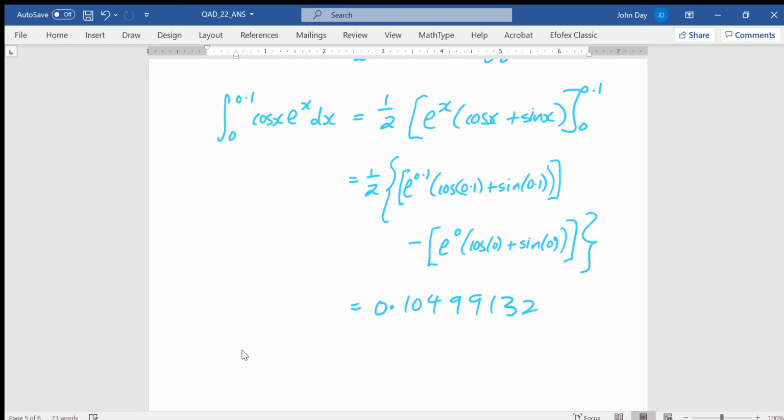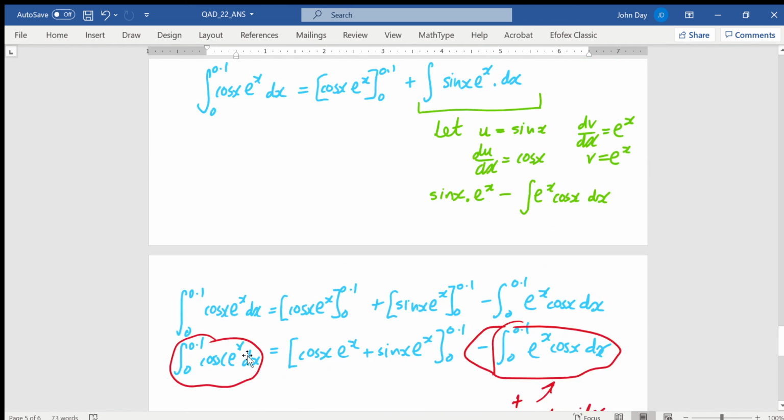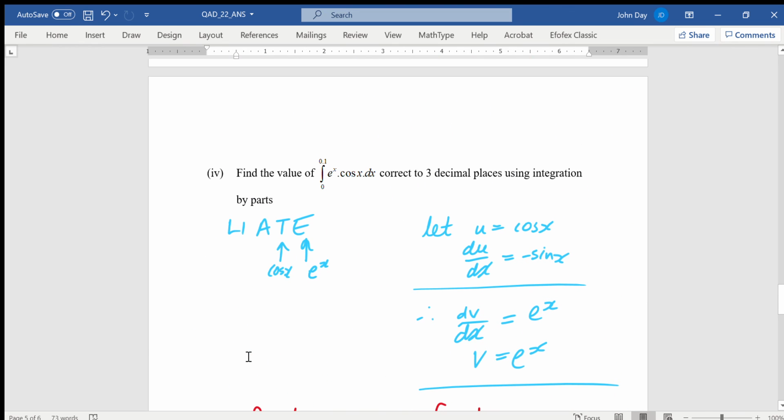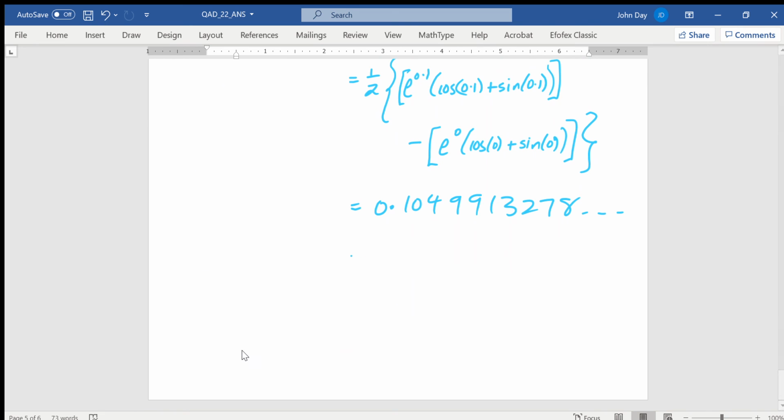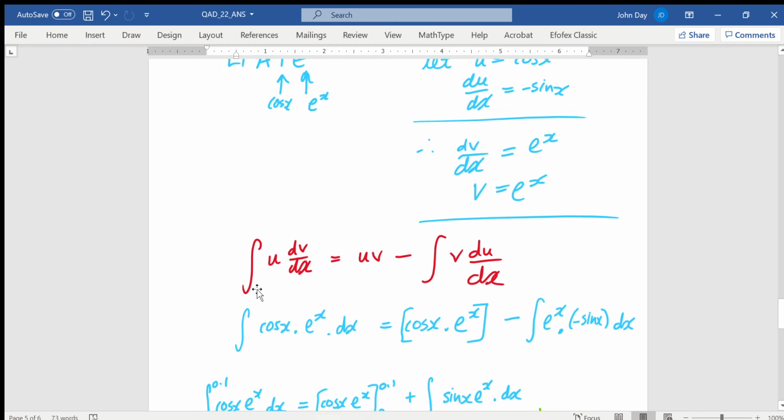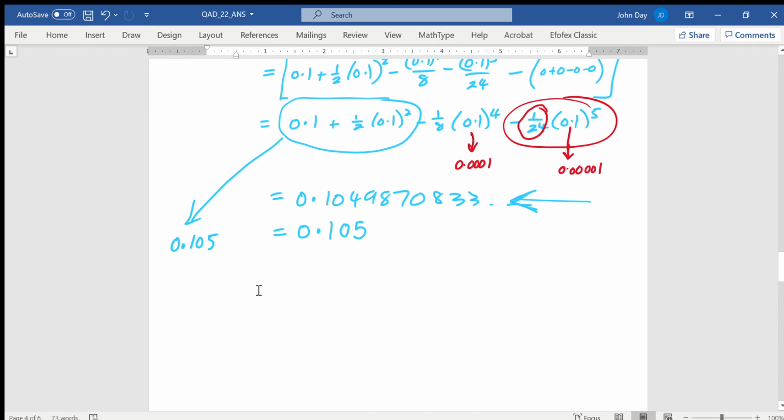0.10499132788, which is a bit more accurate than what I had before, because it's using all the terms, not just the first few terms. But the question actually asks me to find it correct to 3 decimal places. So the answer, as before, is 0.105 to 3 decimal places. So how do you like that? We got 0.105 for the other one as well.